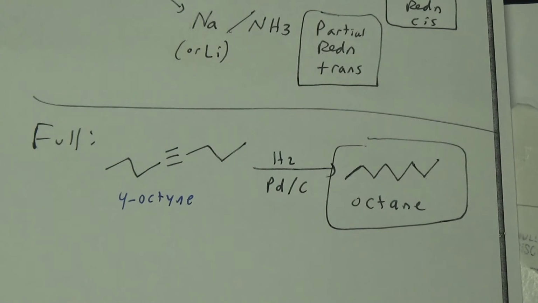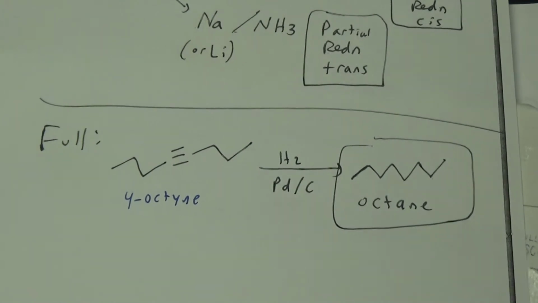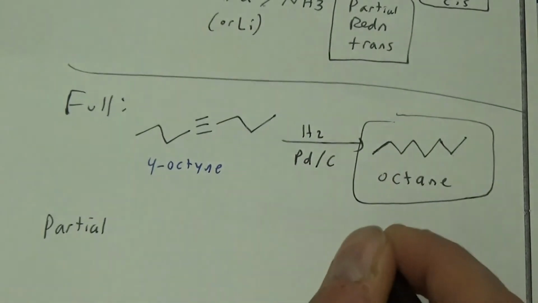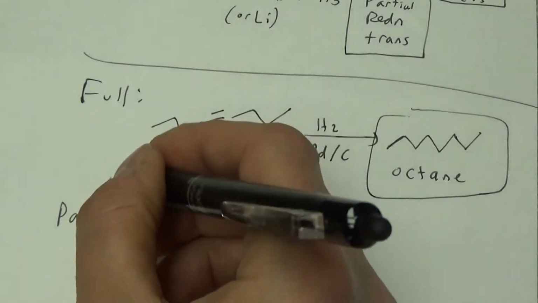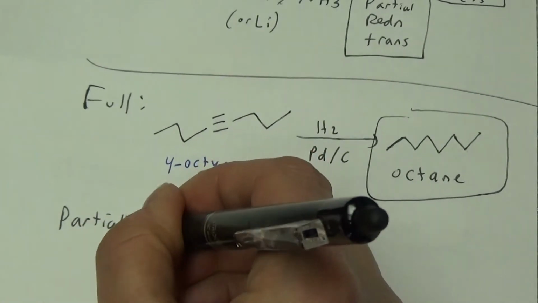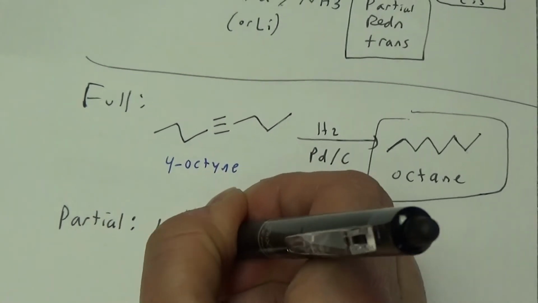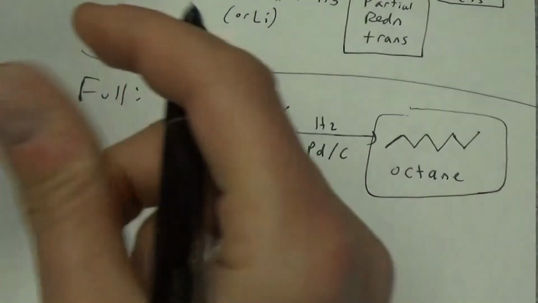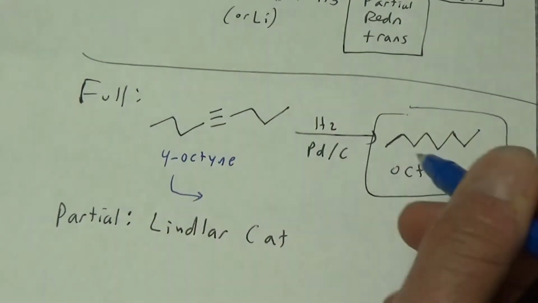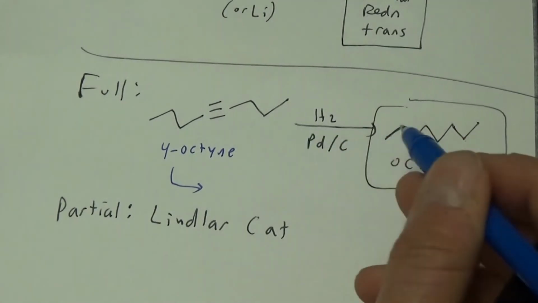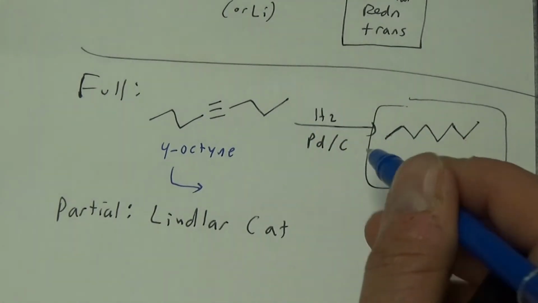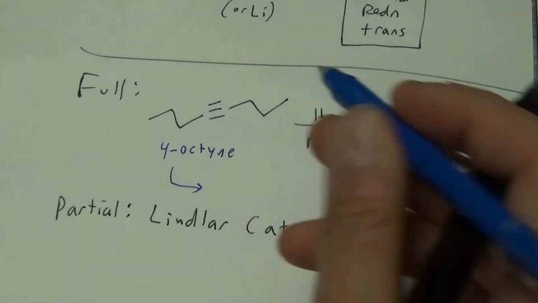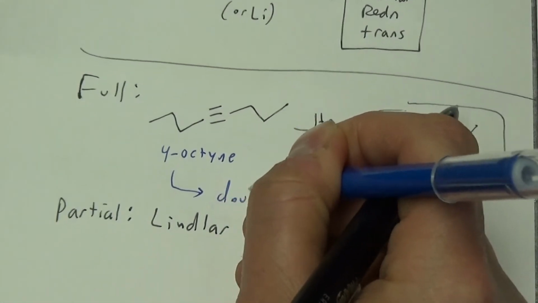Let's try a partial reduction now, and we're going to do the Lindlar catalyst first. Now the mechanism of the alkyne reduction is a double reduction: you add H2 once, you add H2 twice. So it's not that exciting. We're basically going to skip it.